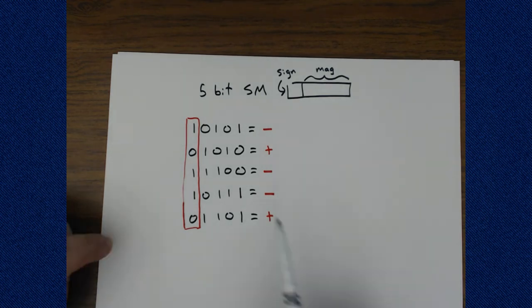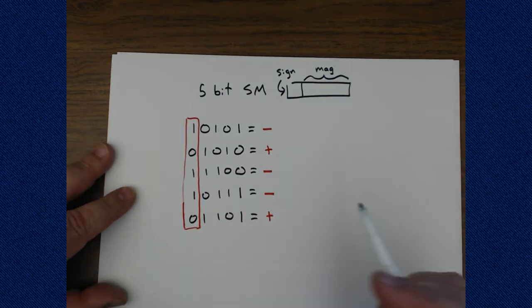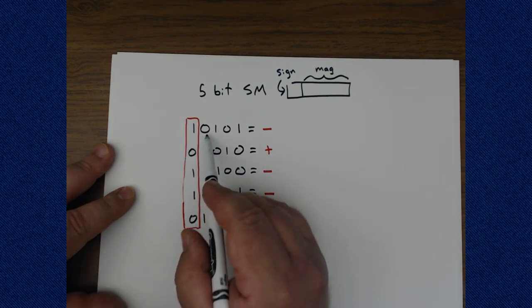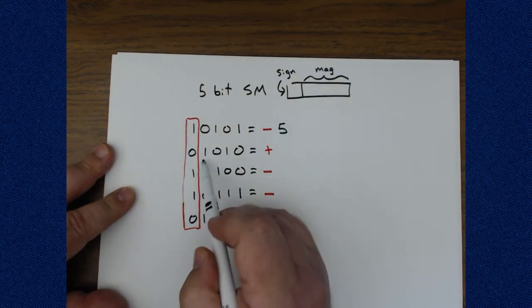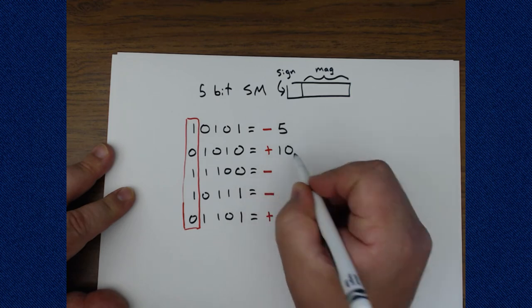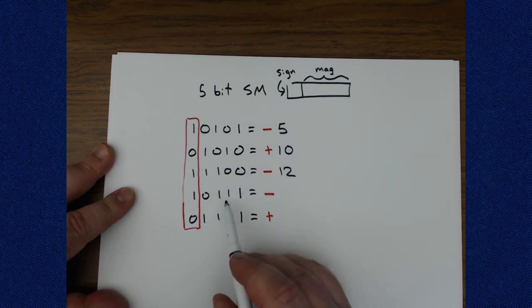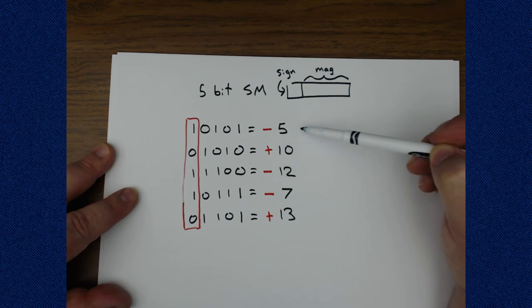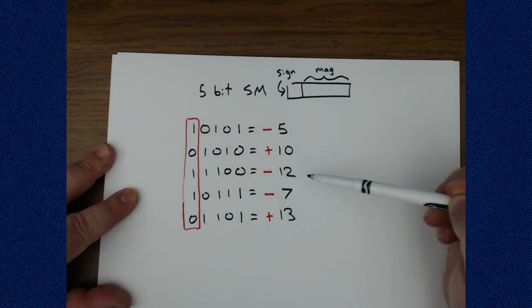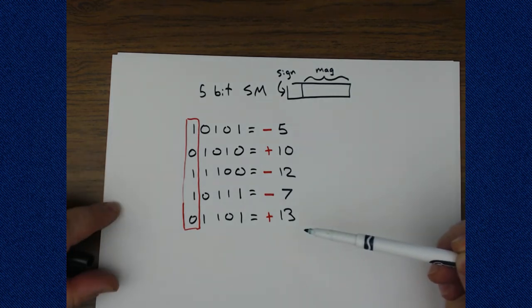Then all we have to do is find the magnitude and then add that to the end, and then we've converted these things into our human understanding. So let's see here. 0101. So this is the 4-bit and the 1-bit. So 4 plus 1 is 5. This is the 8 and 2-bit. 8 plus 2 is 10. 8 plus 4 is 12. And 4 plus 2 plus 1 is 7. And 8 plus 4 plus 1 is 13. And so we find out that each of these bit patterns are negative 5, positive 10, negative 12, negative 7, and positive 13, respectively.